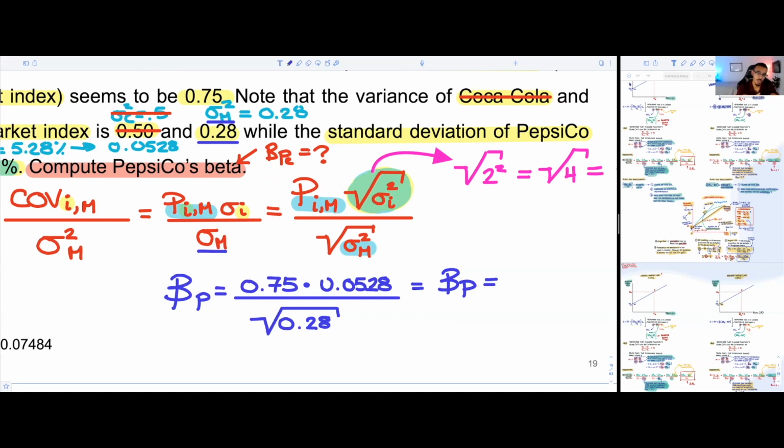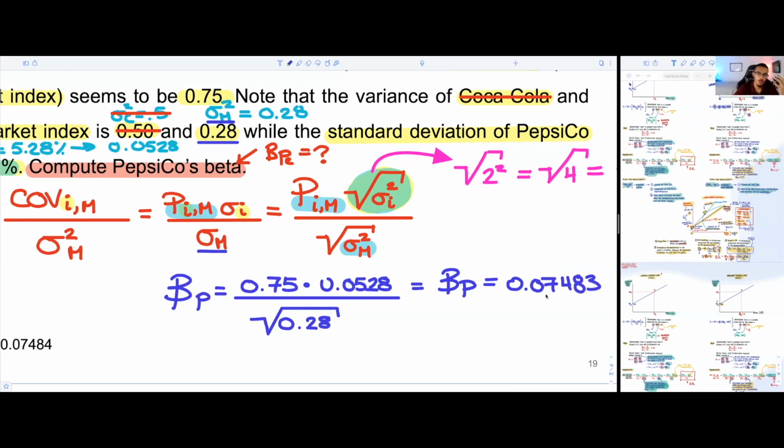Okay? And then in our denominator, we're going to have the square root of 0.28. Why do we have the square root of 0.28? Well, it's because we don't want the variance. We want the standard deviation. The square root of a variance will give you the actual standard deviation. So we can do that. It's going to give us a nice small amount, 0.0748.